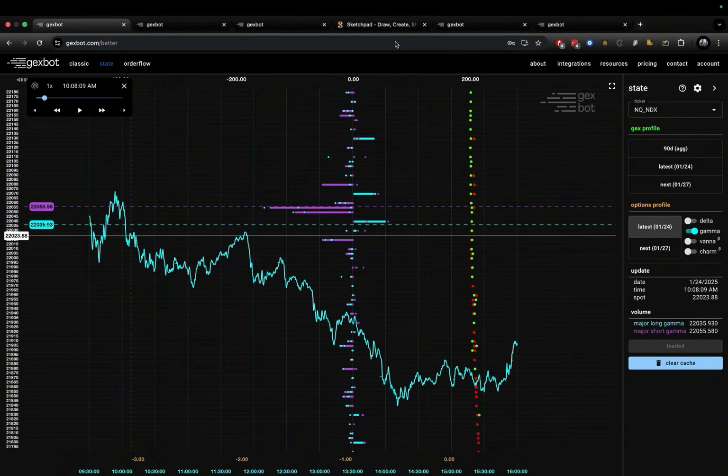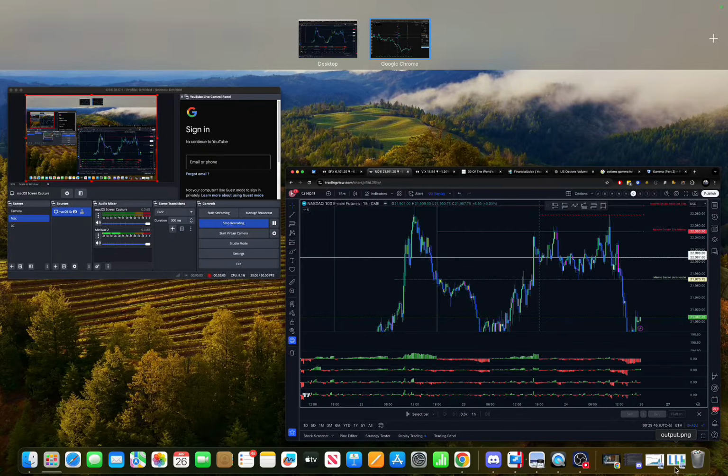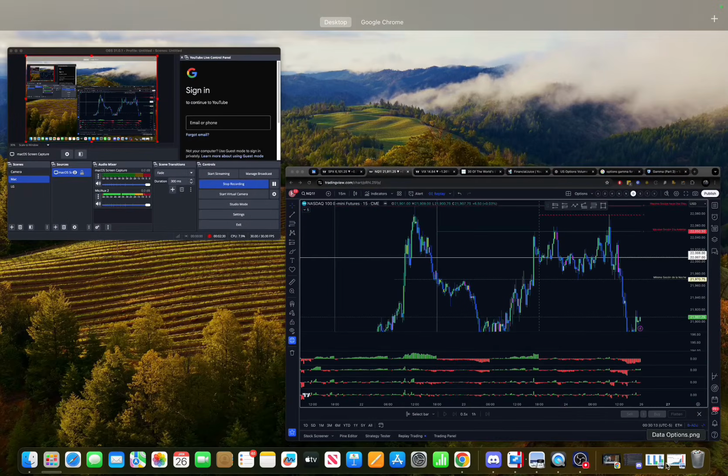But first of all, I'm gonna try to review some concepts. Why is it so important to track the options market, right? Why is it so important that we track these gamma levels? Well, first of all, I want to show you this table. These are the options from 2000 until 2023, 2024, but you can see the trend, right? So basically, options are the largest driver for the whole market. You see the equity, the non-equity, and the futures. They are huge, and they drive the market.